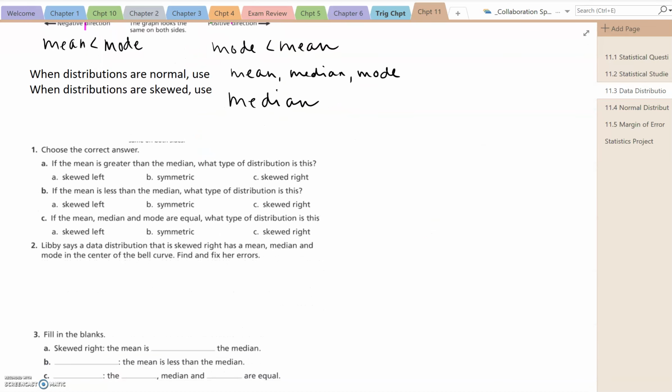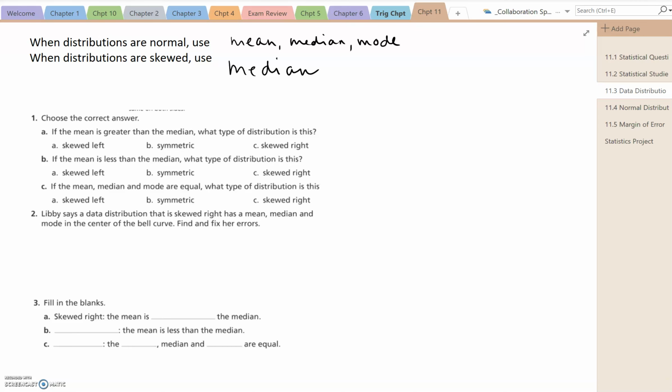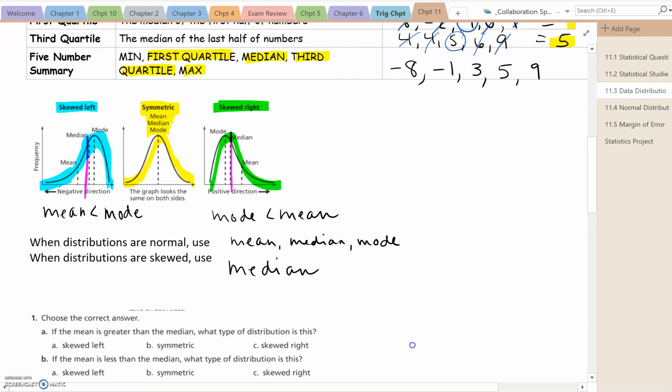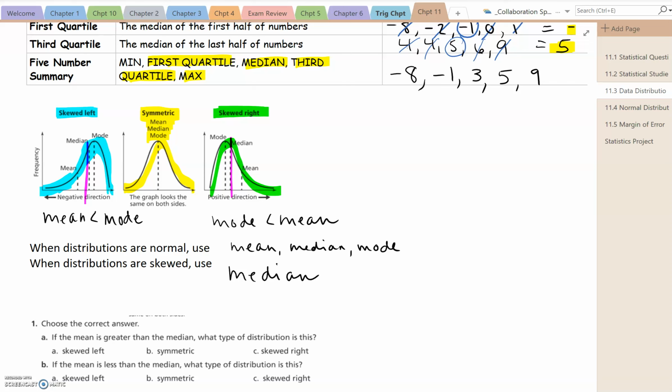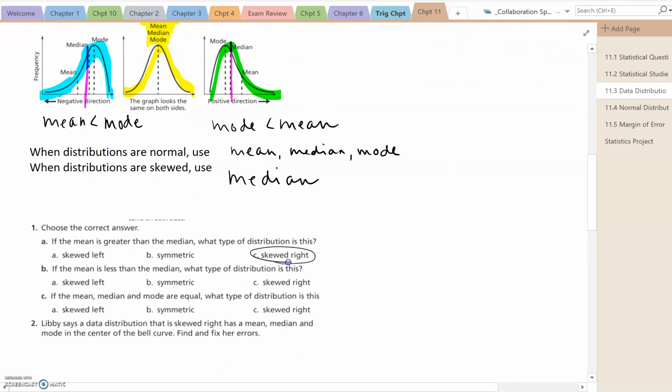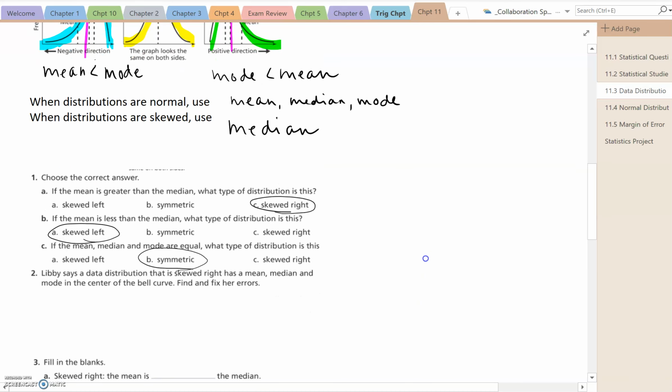Okay, so a couple multiple choice questions. Choose the correct answer. If the mean is greater than the median, what type of distribution is this? So mean is greater than median. I'm looking right here. Mean is greater than median. That must mean it is skewed right. If the mean is less than the median, so that's just the opposite, that would be skewed left, right? Mean less than the median, right up here, skewed left. If the mean, median, and mode are equal, that's symmetric or normal distribution. So that's what you want to know from those graphs.